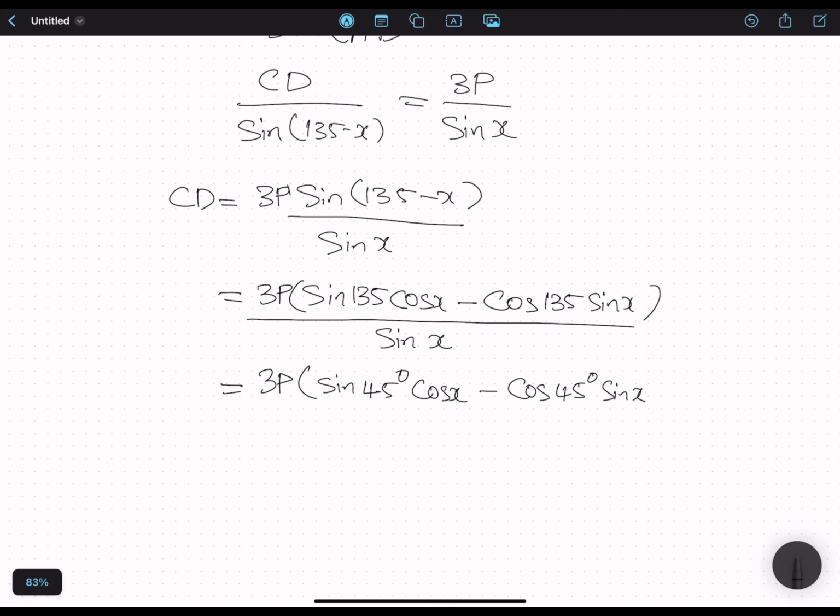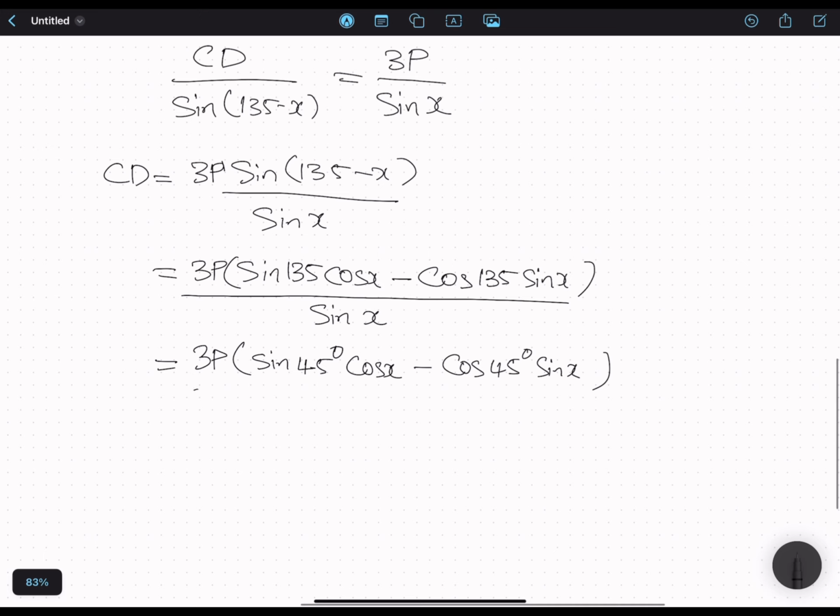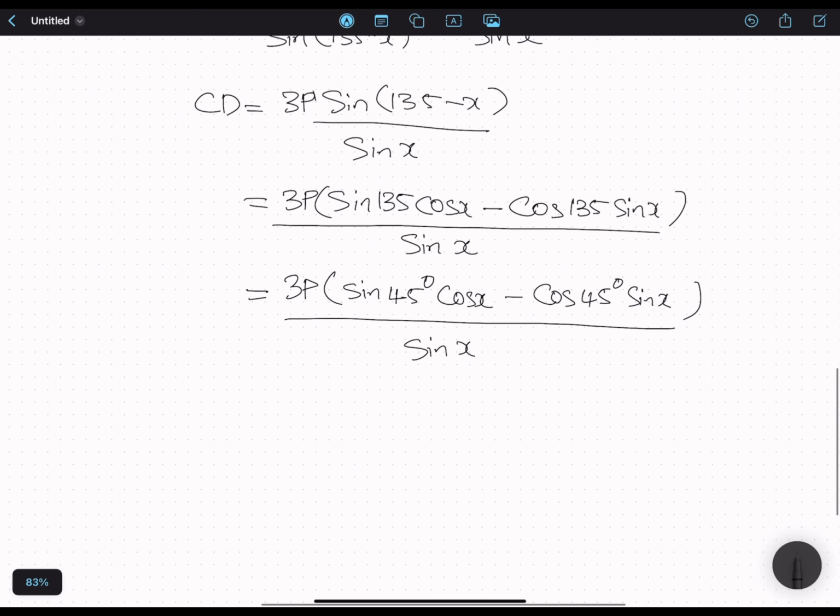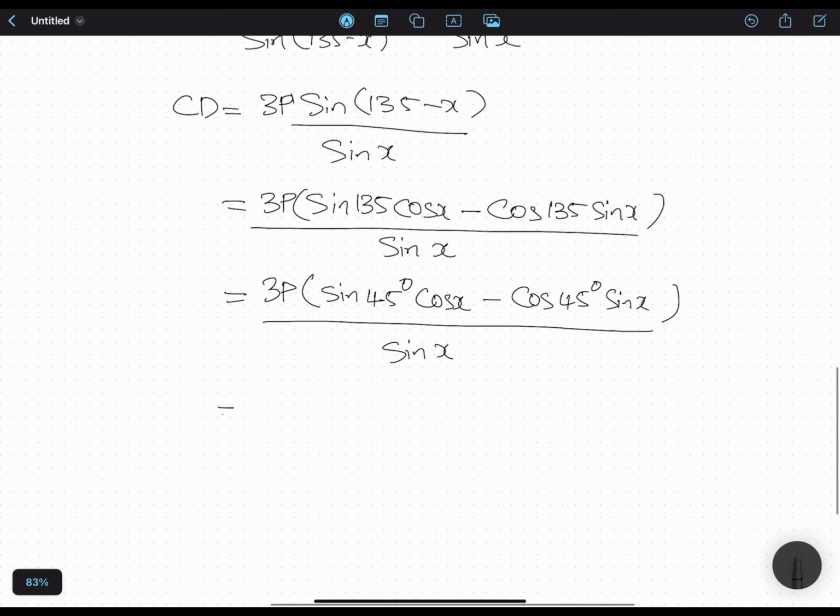Then you can divide everything by sine x. It makes sense why it's 5 marks, because you can see it's long to get this one. So you have 3p into, when you put this on your calculator, it's going to give you square root of 2 divided by 2. Then we have cos x.